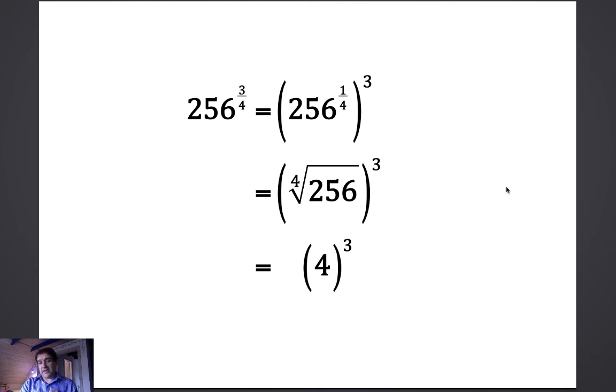So that's the same as 4 to the power of 3, and 4 to the power of 3 is just 4 times 4 times 4, which is 64.